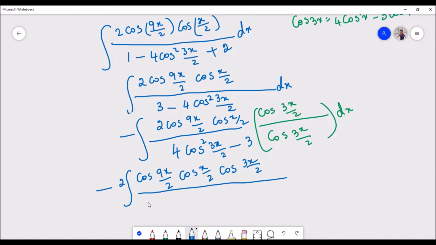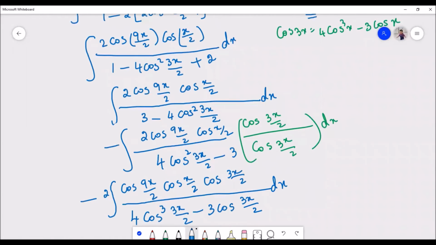So my first term will change as 4 cos to the power of 3, 3x by 2. Already cos square 3x by 2, again one more cos 3x by 2, so cos cube 3x by 2, minus this cos 3x by 2 has to be multiplied with this also, 3 cos 3x by 2 dx. So just to compare the formula, it is 4 cos 3x is 4 cos cube x minus 3 cos x.